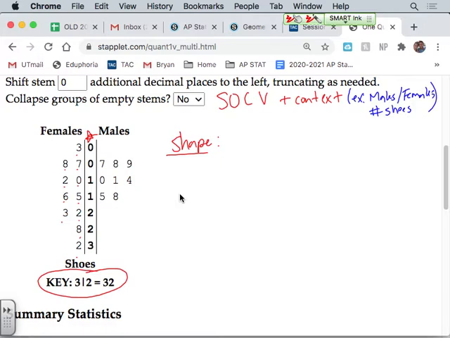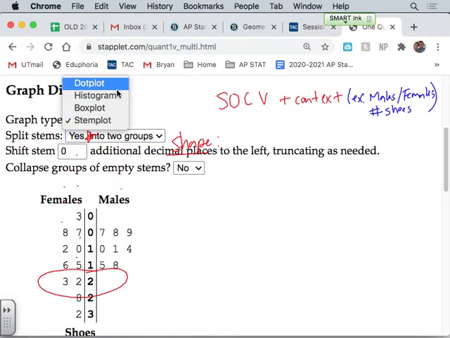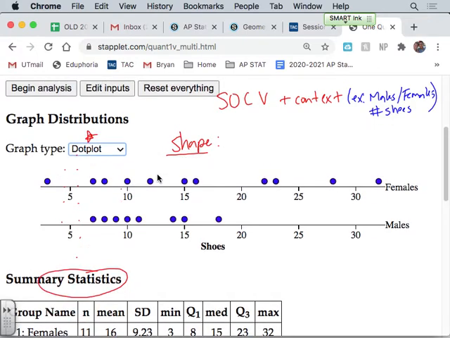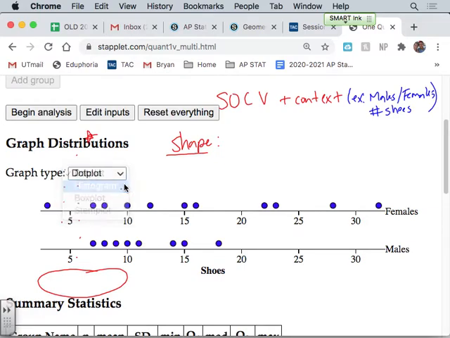So the shape, what are we thinking about the shape of our males? It might be kind of hard, maybe this might be weird with the stem plot, it's going to be all over my stuff. So maybe the dot plot or histogram is easier to see the shape.